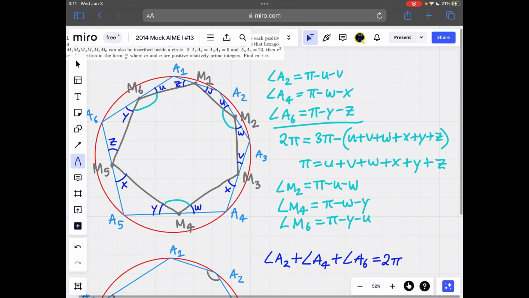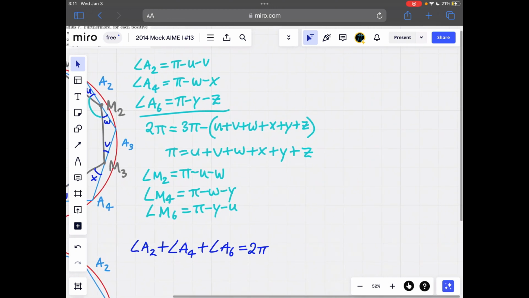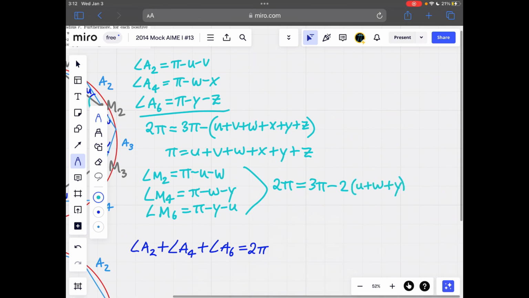So if we look here, we have that angle M2 plus M4 plus M6, which is 2 pi, is equal to 3 pi minus 2 times u plus w plus y. If you see, each of u, w, and y appears twice here. U twice, w twice, and y twice. So if 2 pi is equal to 3 pi minus 2 times that sum, then pi is equal to 2 times u plus w plus y, giving u plus w plus y equals pi over 2.